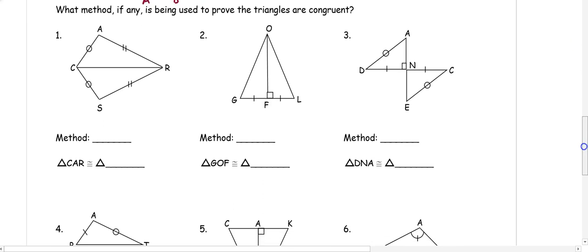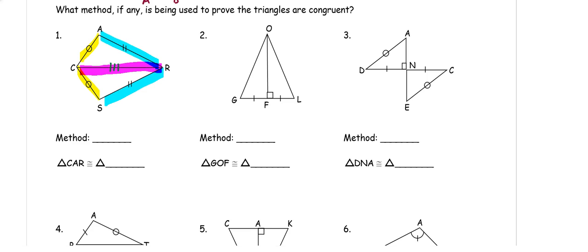Remember that you need three pieces of information in order to prove that the triangles are congruent. So in number 1 right now, we have one set of sides that's congruent. We have two sets of sides that are congruent. And we also know that this shared side CD is congruent to itself by the reflexive property. So now we have three sets of congruent sides. So the method that we're using to prove the triangles are congruent would be side, side, side.